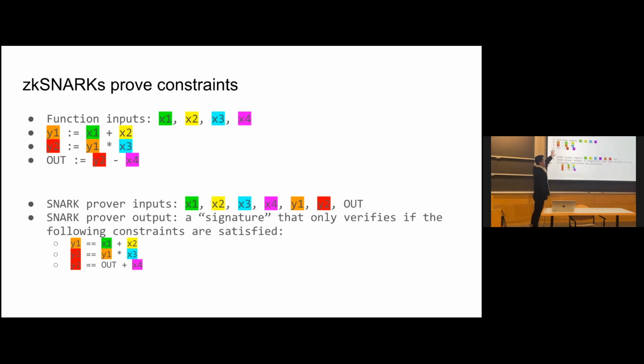So this is how I would perform this computation as a human. Let's look at what the SNARK machinery is going to see from the perspective of generating one of these proofs.